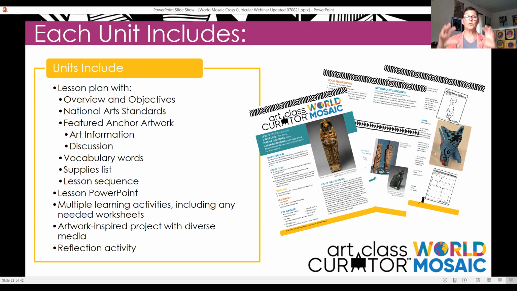This lesson plan is a true curriculum lesson plan. It has the overview and the objectives and the national standards. It has the featured artwork and the information about it and the information about the artist. In some cases, like William the Hippo, they don't know who the artist is, so you're not going to get that, but it's going to give you all of that information and how to talk about it, vocabulary words and the supply lists.